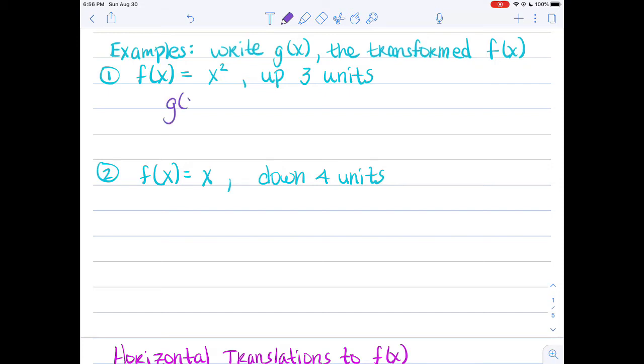So g of x is going to take our function f of x, and it's going to move it up 3, so we're going to add 3 to it. Now, we know that f of x is equal to x squared, so we are going to substitute x squared where you see f of x here in this equation. So x squared plus 3 is our final transformed function, g of x.